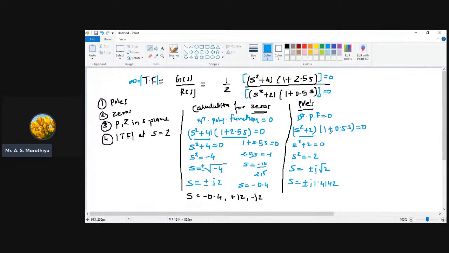In the same way, if you equate this particular term to 0, 1 plus 0.5 into s, this term to 0. So I can write here as 0 into s to be equals to minus 1, or s is equals to minus 1 divided by 0.5. So this will get cancelled and you will get s is equals to minus 2.